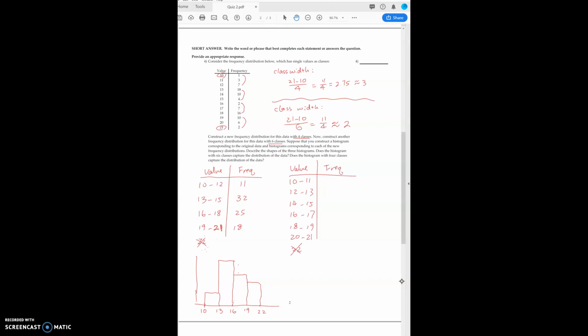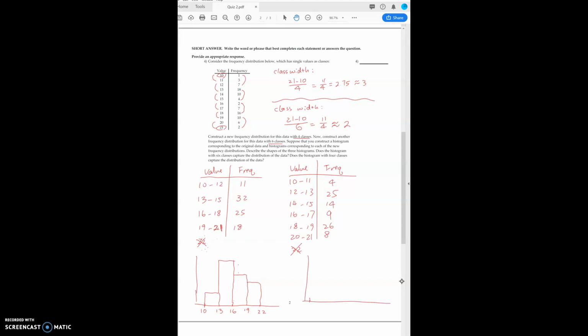Then the frequency is going to be 4, 25, 14, 9, 26, 8. Still really quickly eyeballing them.